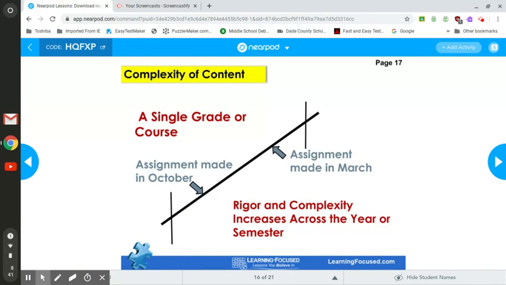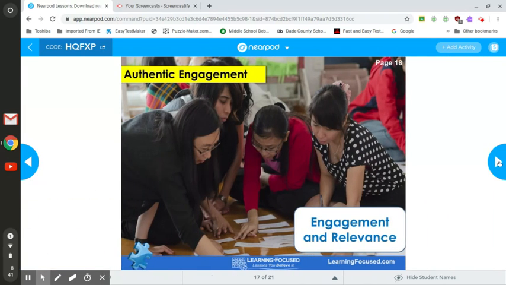Complexity of content. Another criteria of rigor is the complexity of content, the sequential cumulative progression of skills and understandings throughout the school year, so that by the end of the year, students are ready to go on to the next grade level. The best way to do this is by consistently incorporating higher order thinking and reading comprehension strategies into every lesson.